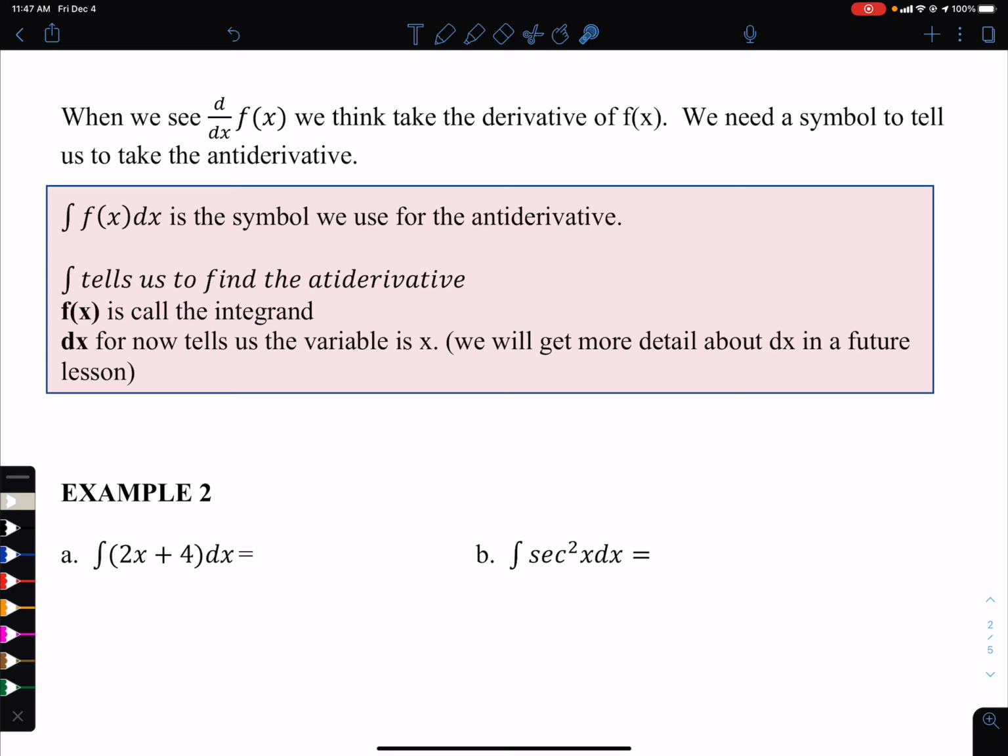So we have a new symbol, and it's this squiggly s. Think of it as s, and you'll see why it's like an s. So you have the squiggly s-looking thing, an elongated s. That means find the antiderivative of f of x. And what's that dx? Well, we're going to explain further. But for now you should just know the squiggly says find the antiderivative. The f of x is the integrand, or what you're trying to find the antiderivative of. And for now, this dx tells you what your variable is. x is our variable. It will have more meaning in the next lesson, but that's what we'll stick with now.